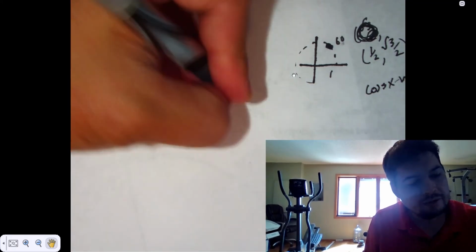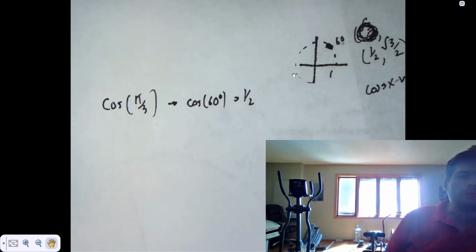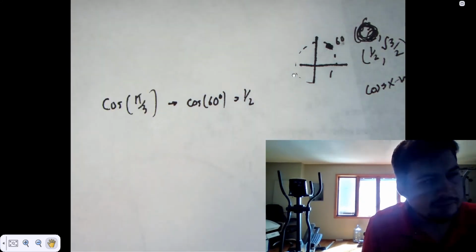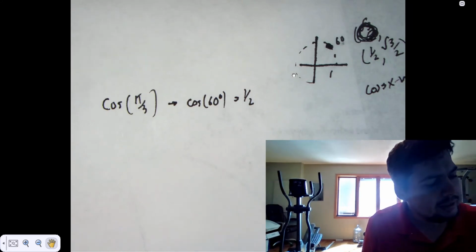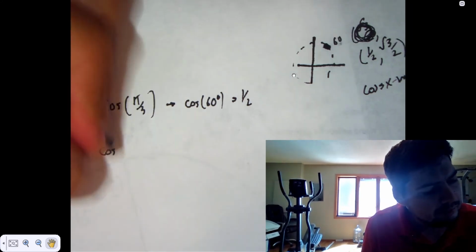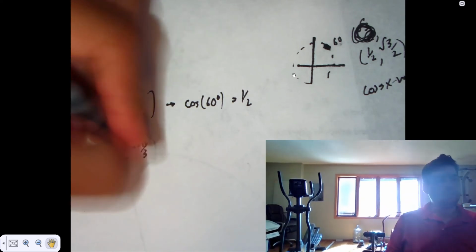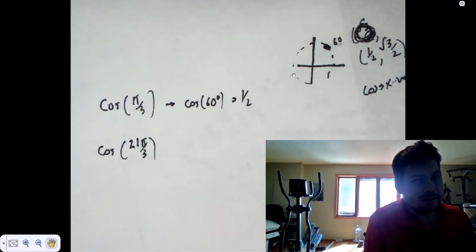You can check that on your TI-84 if you want, but it does pay to have this stuff in memory. Sometimes people will ask you weirder things like, I don't know, cosine of 21 pi over 3. When we teach this in pre-calc, sorry, Mason is whining.